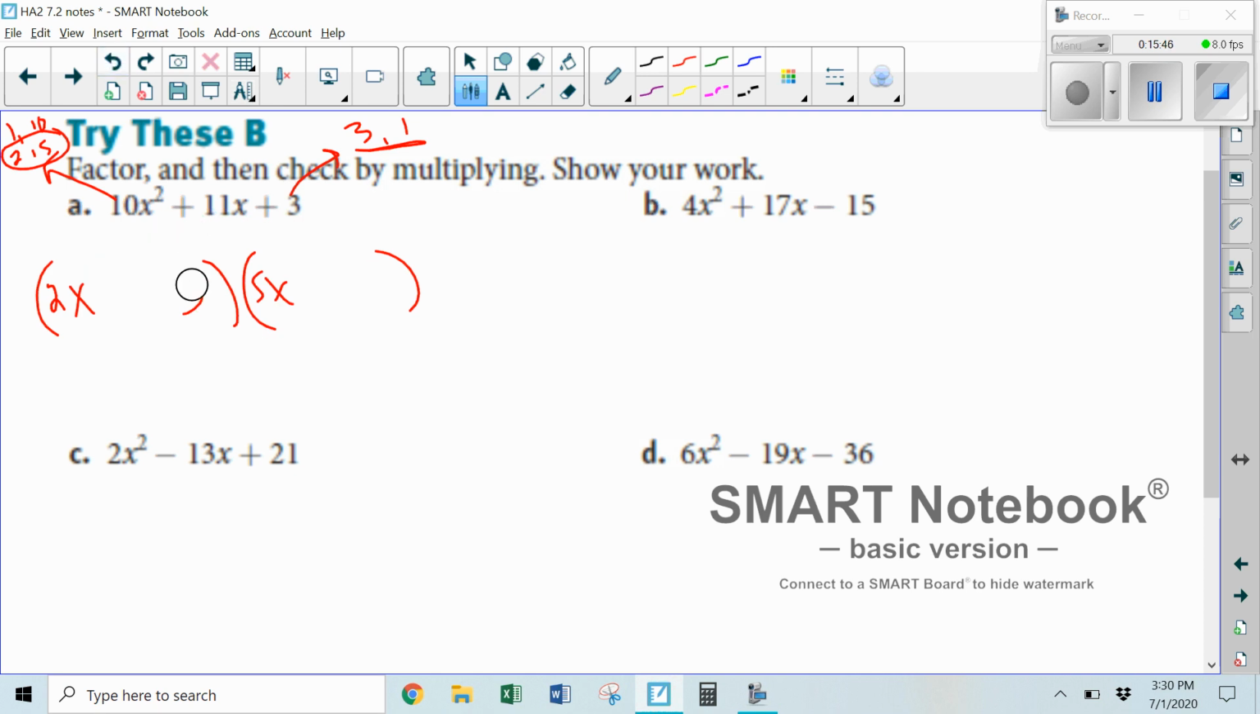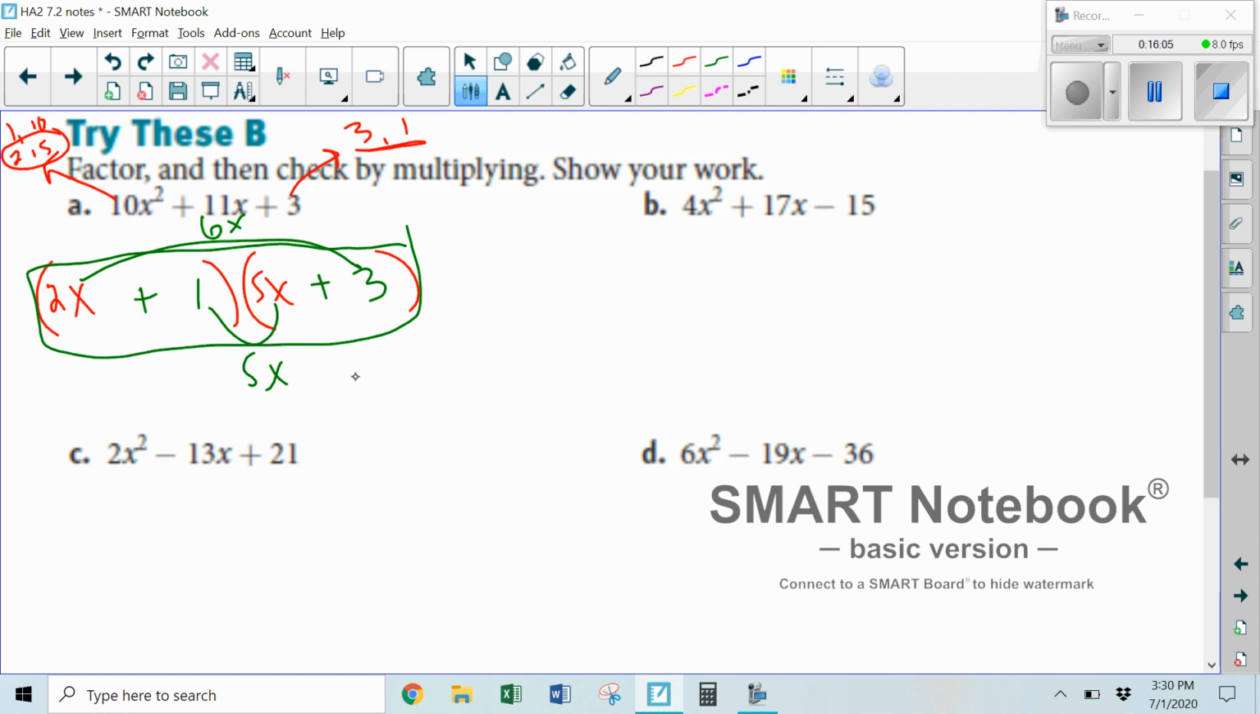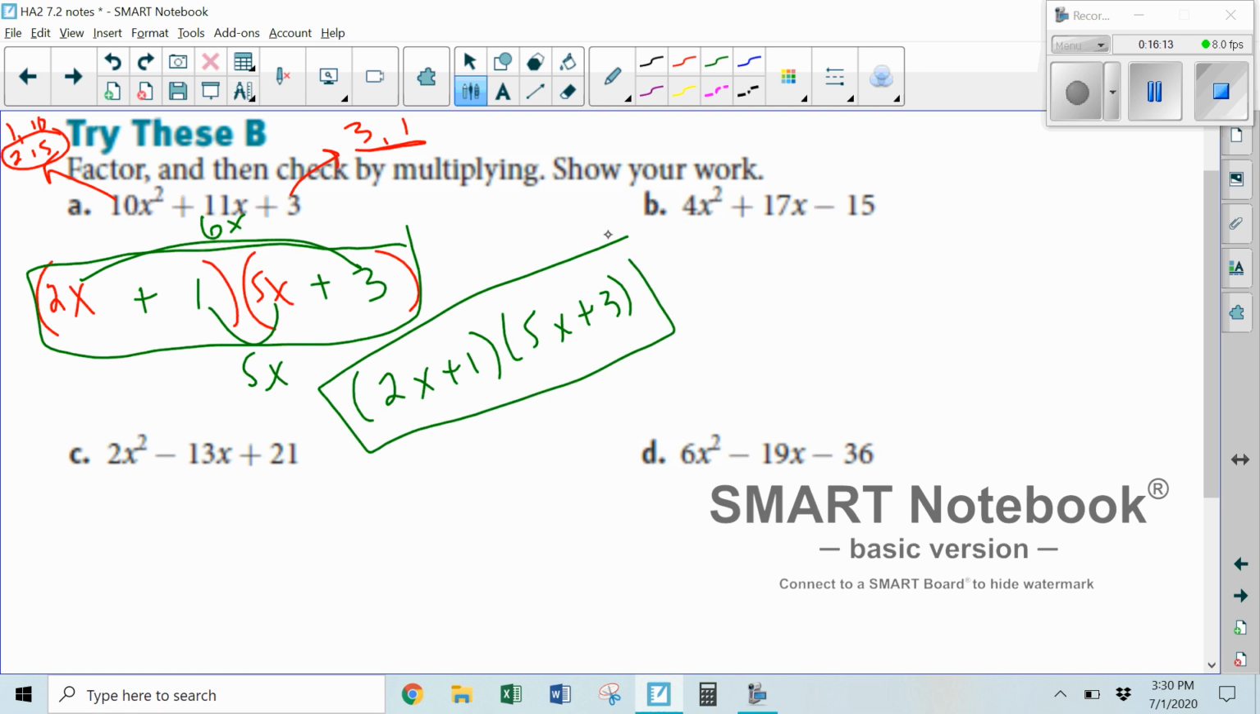So I'm going to flip the order. I'm going to put the 1 first and then the 3. Let's try it now. That is 6x. These multiply to 5x. Could 6 and 5 get me 11? Yes, if they're both positive. So these are my factors. If you want to rewrite them neatly, you can: 2x plus 1, 5x plus 3. You can always redistribute to check your work.